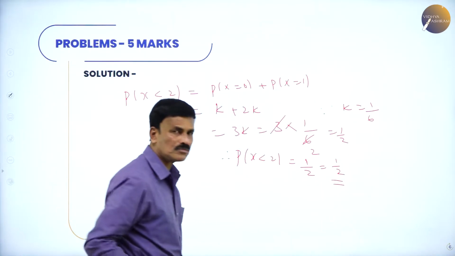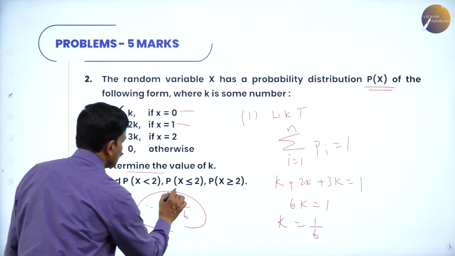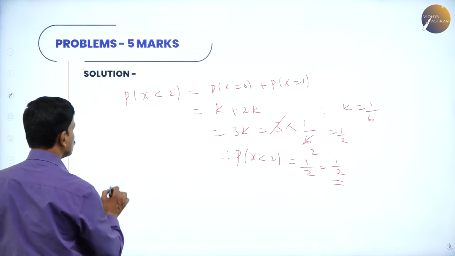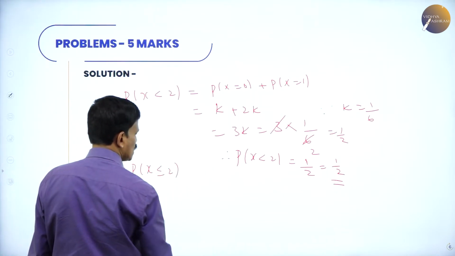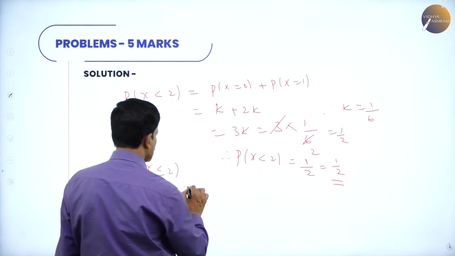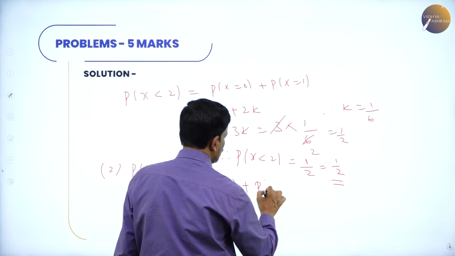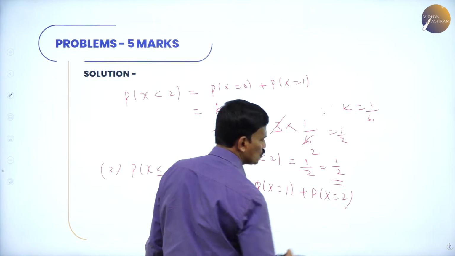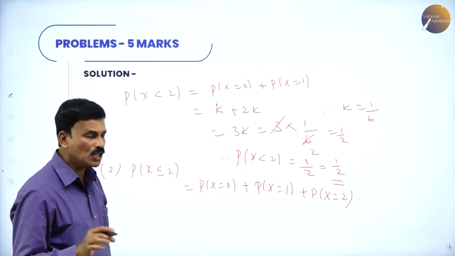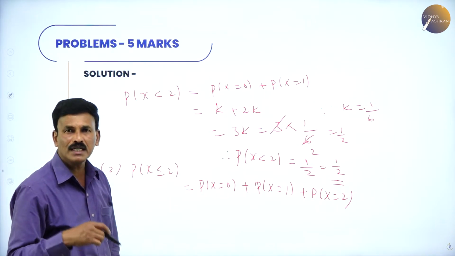That's it. Okay. Now the second condition. What is the second condition? X is less than or equal to 2. Now let us come to the second condition. Probability of x is less than or equal to 2 means probability of x is equal to 0 plus probability of x is equal to 1 plus probability of x is equal to 2. X is less than or equal to 2 means 0, 1 and 2.